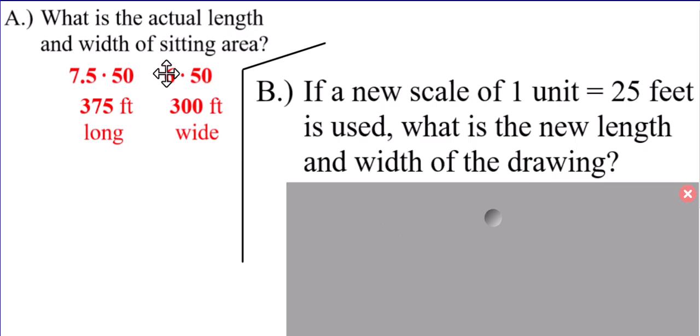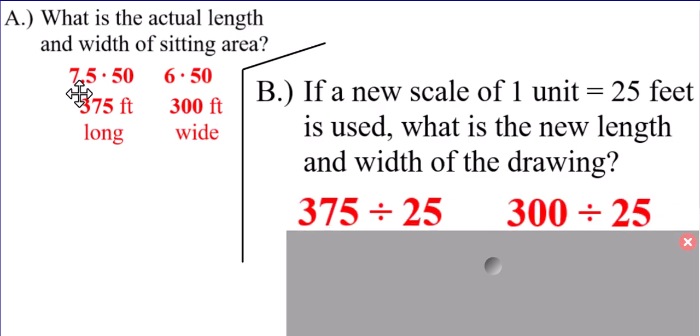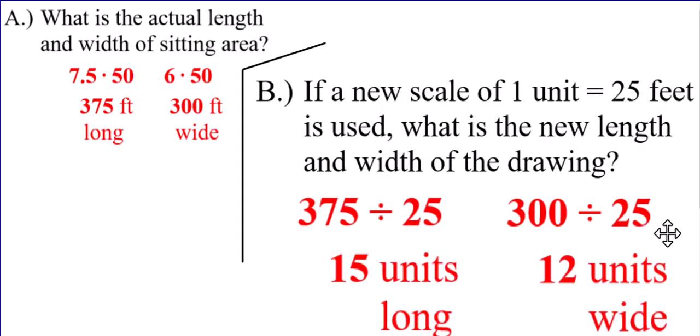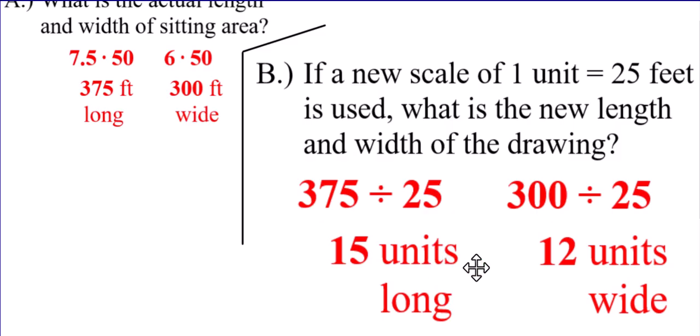Part B. And you still see my answers for part A over here in smaller print on the left. New scale is 1 unit equals 25 feet. What is the new length and the new width of the drawing? So we are dividing the answers we got from part A by 25 from the new scale. That's going to give you the following answers. 15 units long, 12 units wide for the new drawing of the triangle that has this new scale.